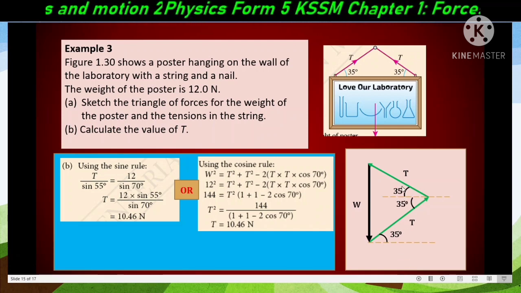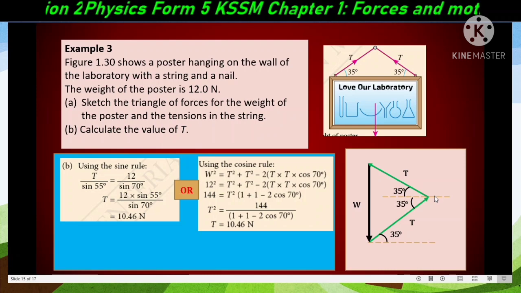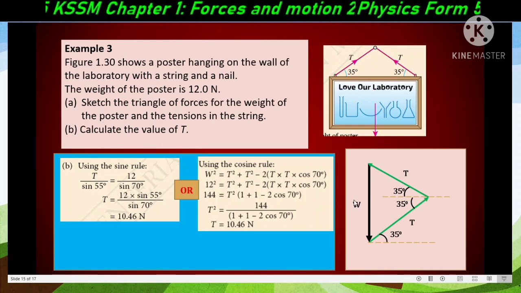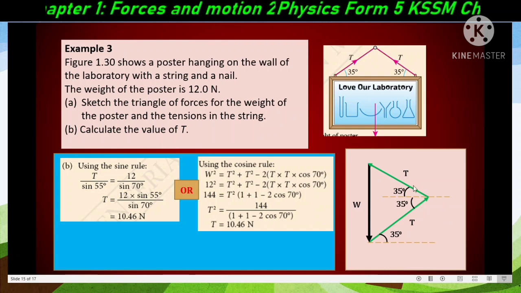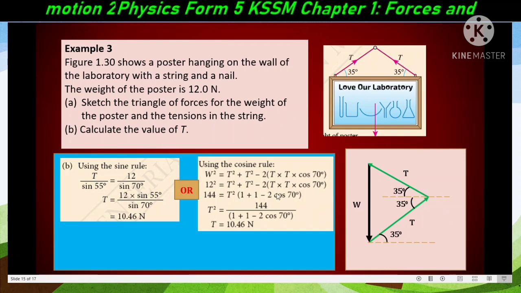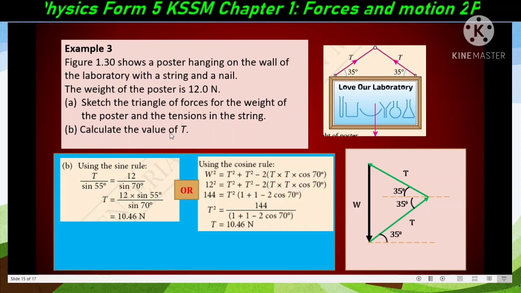So T is always 35 degrees from horizontal. Then you complete the triangle. So this is the triangle of forces for the weight of the poster and the tension of the string. Okay, let's see now. Calculate the value of T.